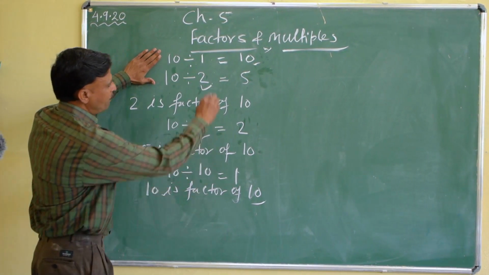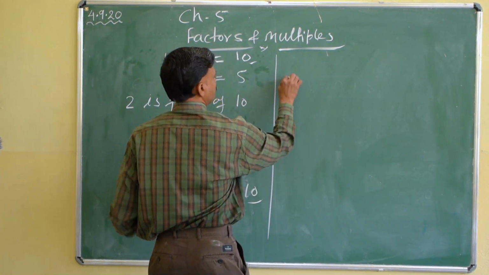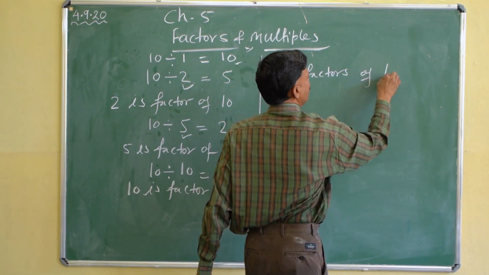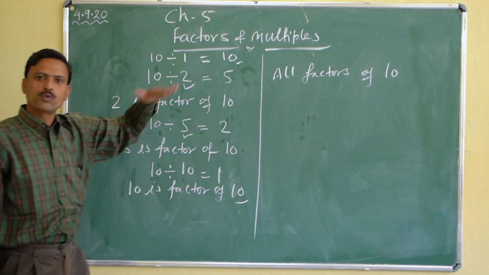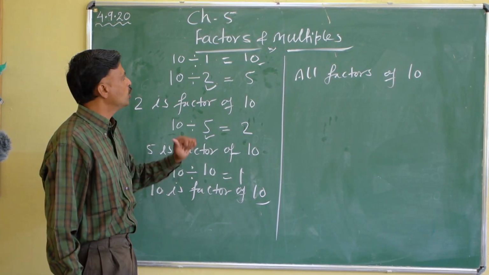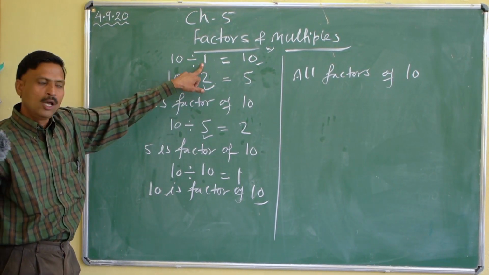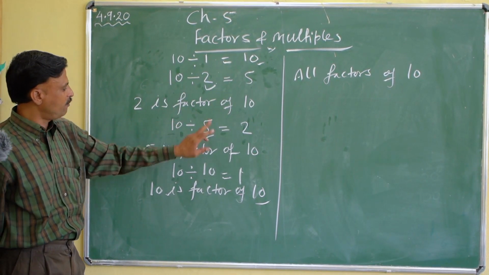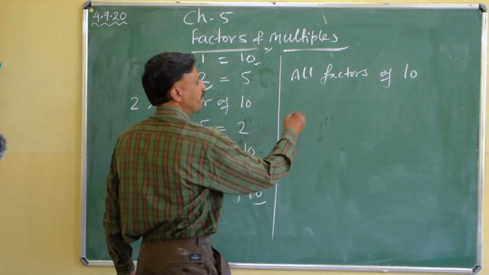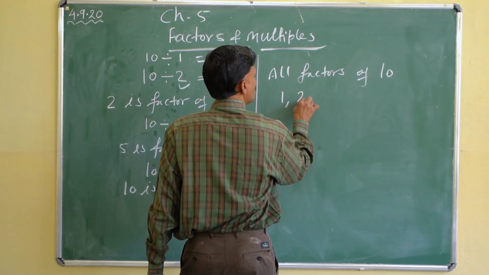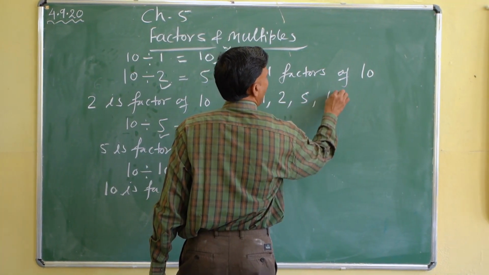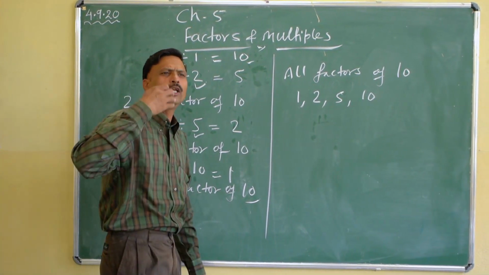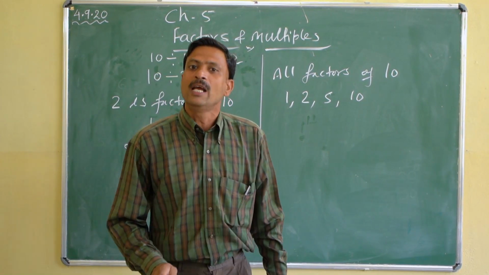Now, if you find all the factors of 10, what will you get? By which numbers have we divided 10? We have divided 10 by 1, and by 2, and it is exactly divisible, then 5 and 10 itself. So all the factors of 10 are 1, 2, 5 and 10. These are called the factors of 10. Similarly, you can find the factors of any number.